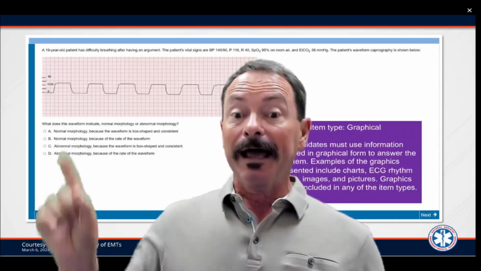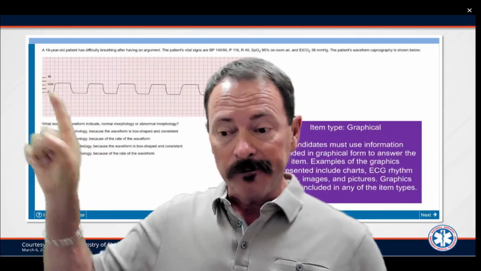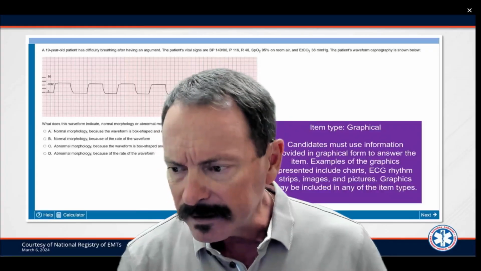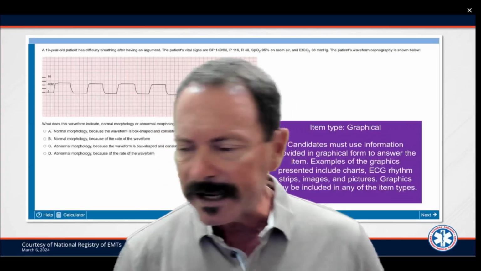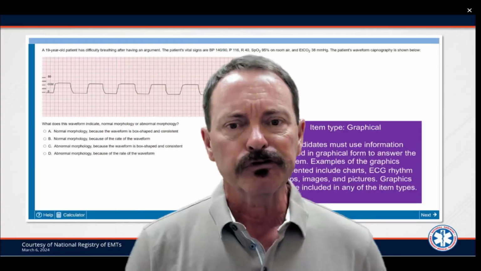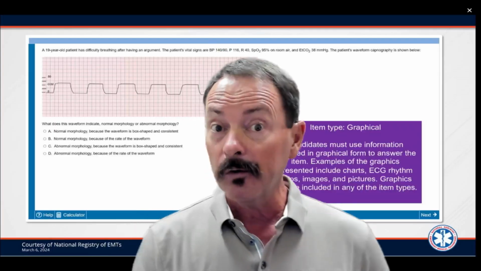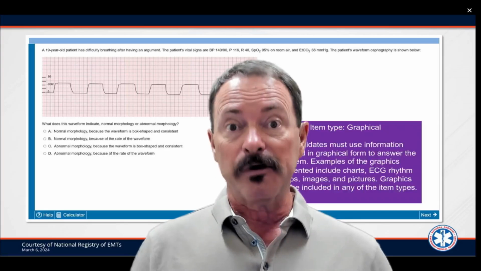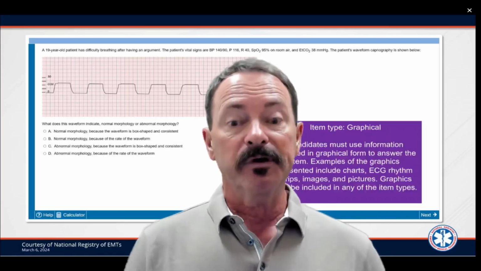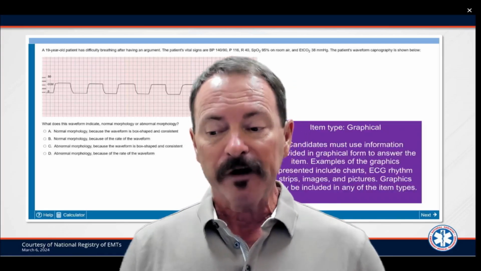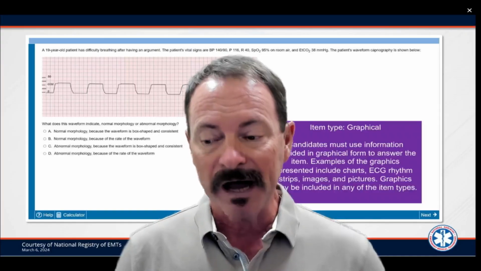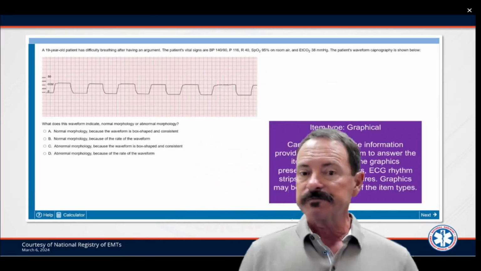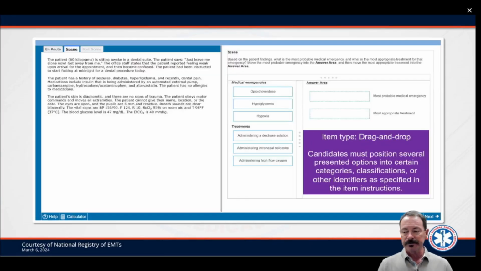So when you look at that number up here, well, it already talked about it, and it said that it is 38 millimeters mercury. So that's low, but it's normal. It's within the normal range, okay, 35 to 45. So I would pick A, normal morphology, because the waveform is box-shaped and consistent, okay? Just kind of helping you out on the questions.